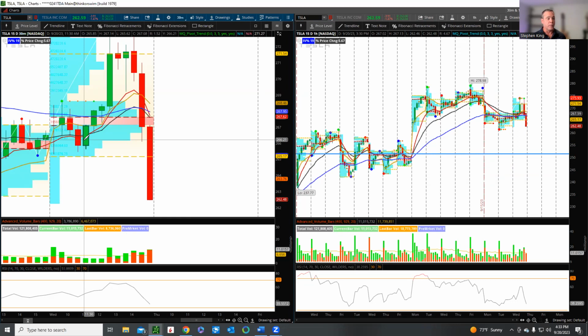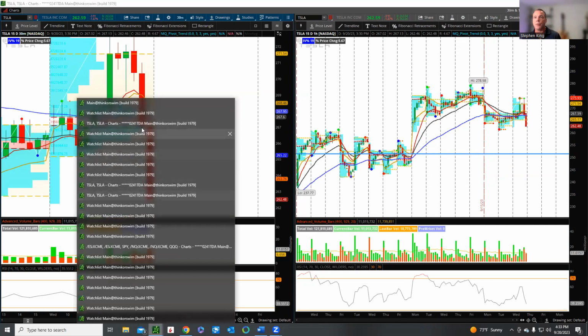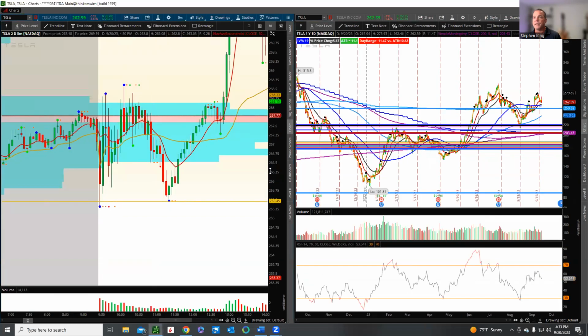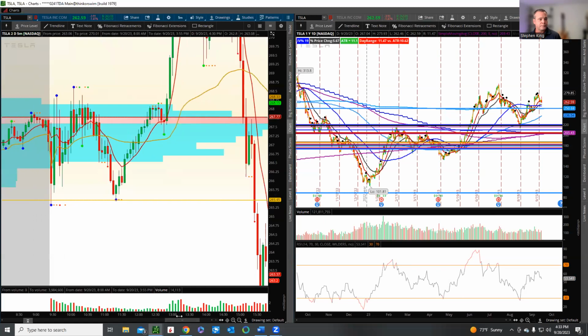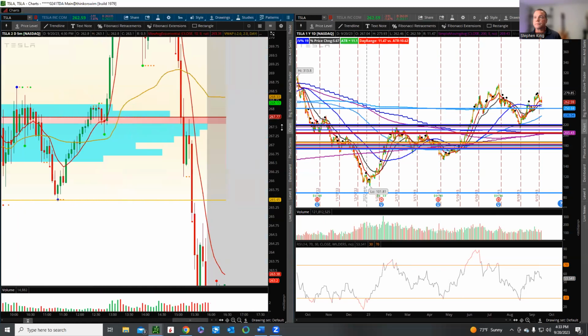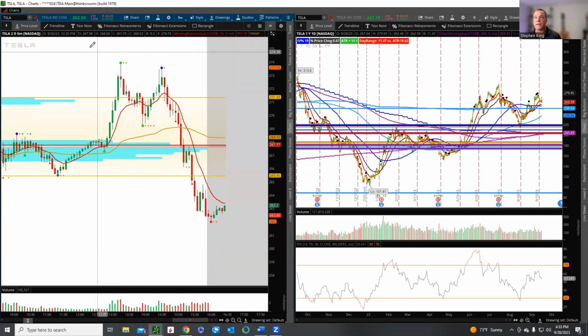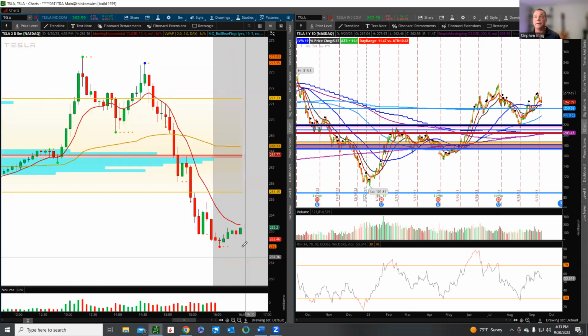And clearly this is one that would have worked great, but I'm okay with that, right? I don't have to catch every single trade. But if we go back into the 5-minute here, and now let's go in and let's look at this double top, okay?